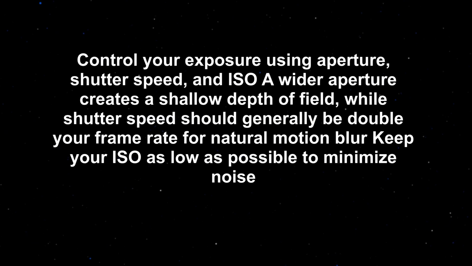Control your exposure using aperture, shutter speed, and ISO. A wider aperture creates a shallow depth of field, while shutter speed should generally be double your frame rate for natural motion blur. Keep your ISO as low as possible to minimize noise.